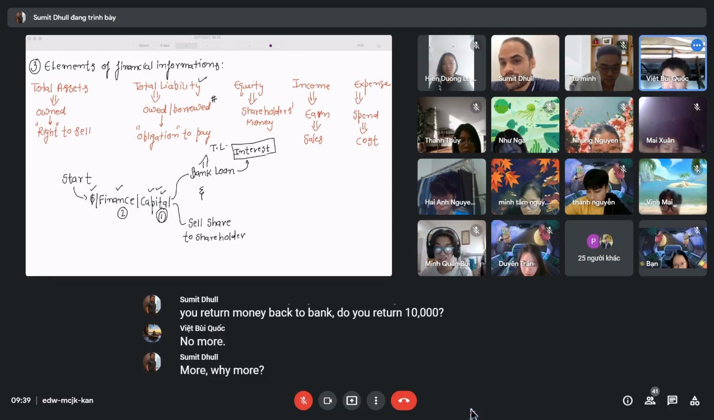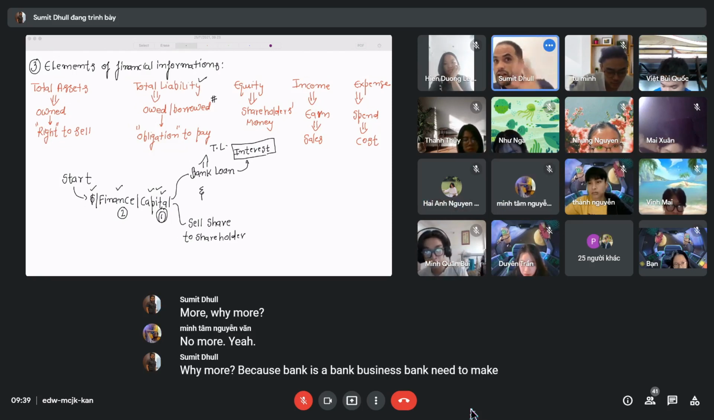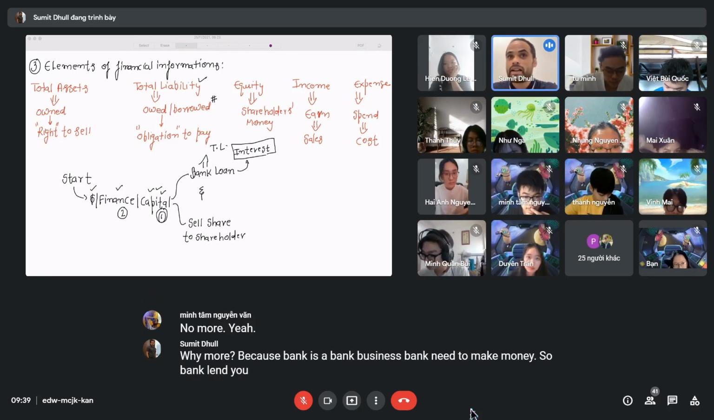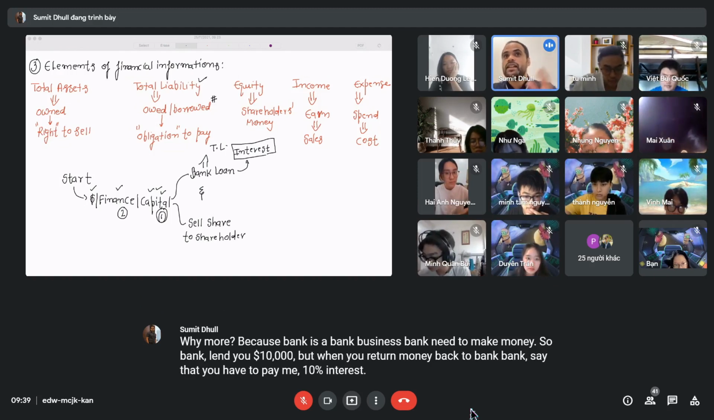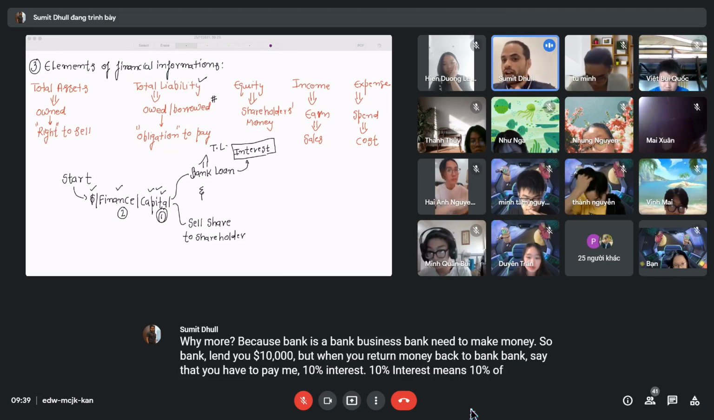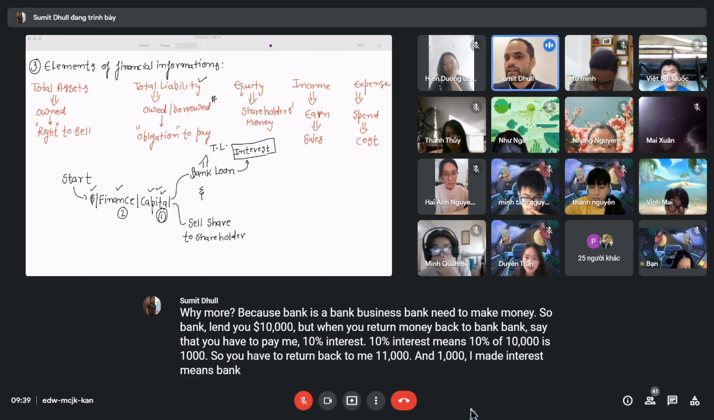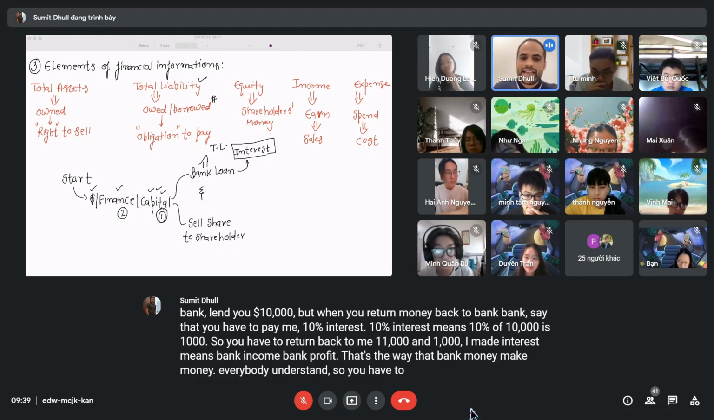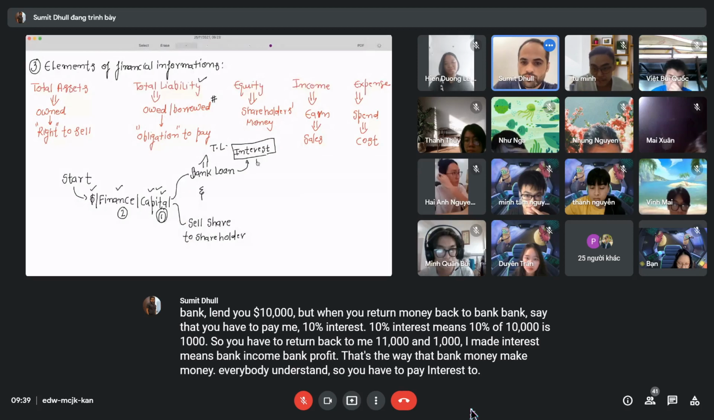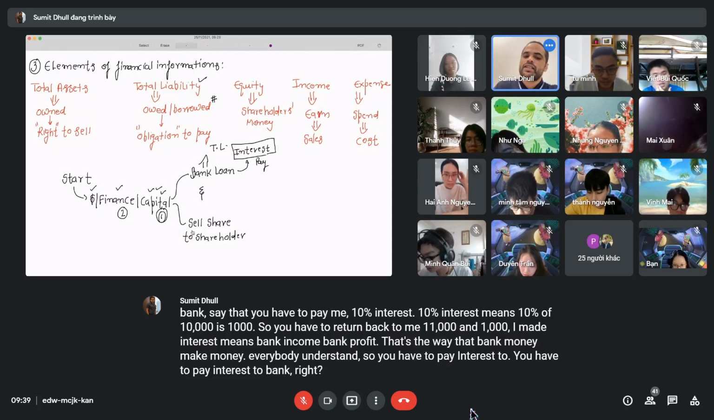Because a bank is a business. A bank needs to make money. So the bank lends you $10,000, but when you return the money, the bank says you have to pay me 10% interest. 10% of 10,000 is 1,000. So you have to return $11,000, and the $1,000 is my interest. Interest means bank income, bank profit. That's the way a bank makes money. Everybody understand? So you have to pay interest to the bank, right?